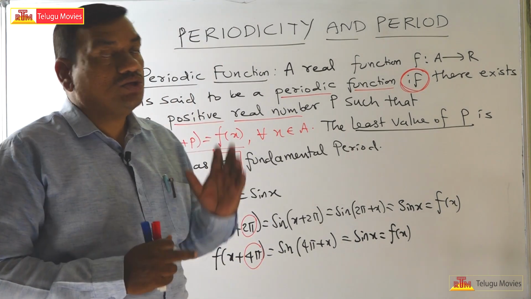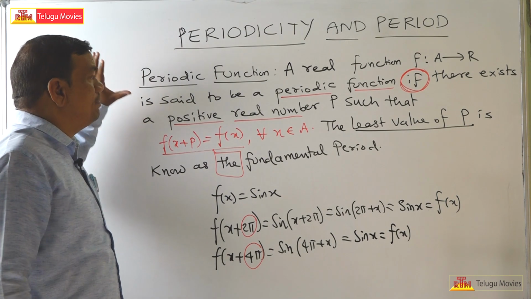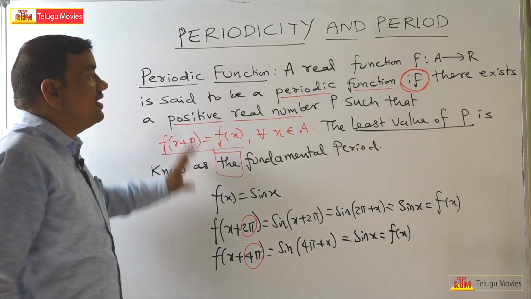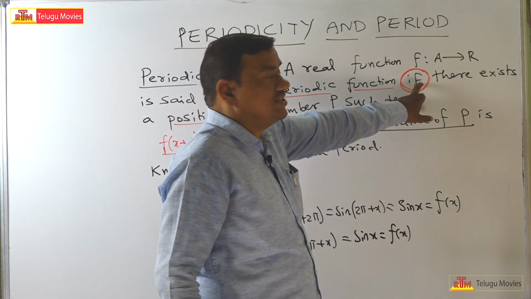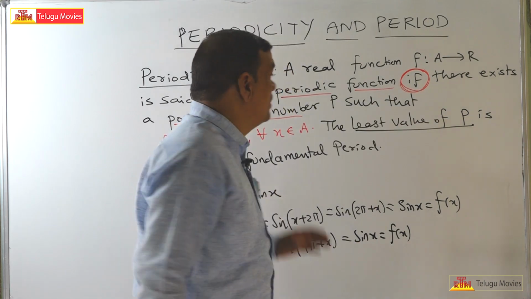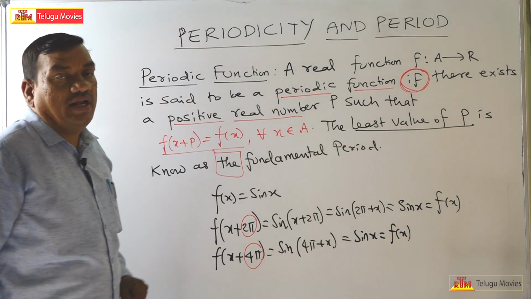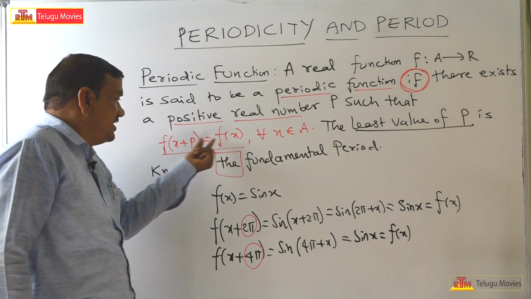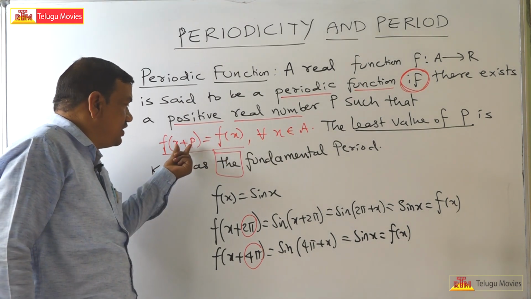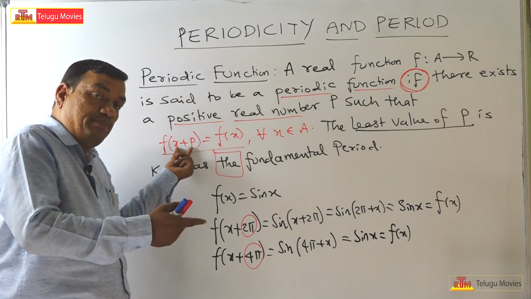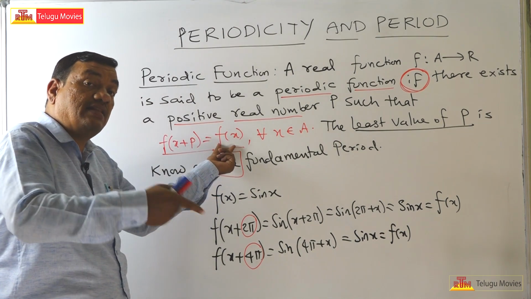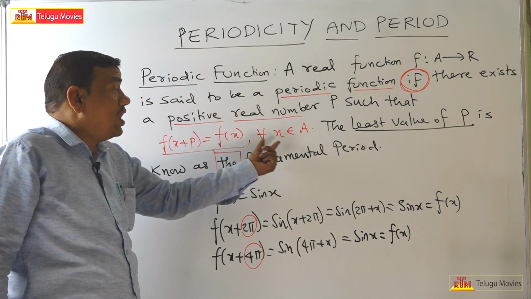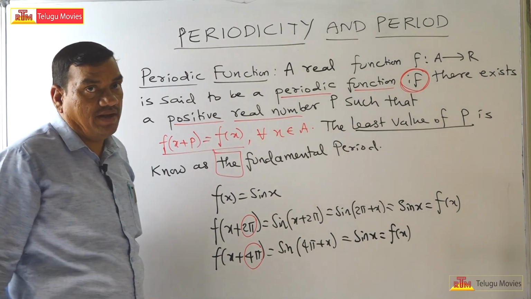Understand? So first you have to understand what a periodic function is. A periodic function means there exists a positive real number p such that f of x plus p is equal to f of x. That means in place of x, even though you substitute x plus p, again you regain the same function for all x belongs to A in the domain.